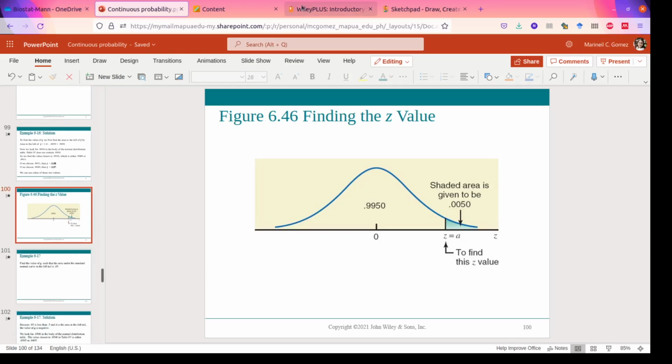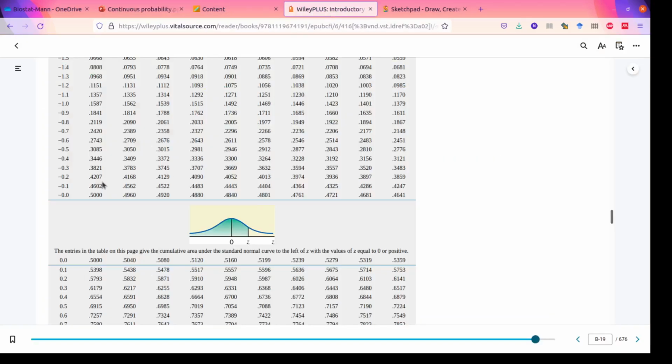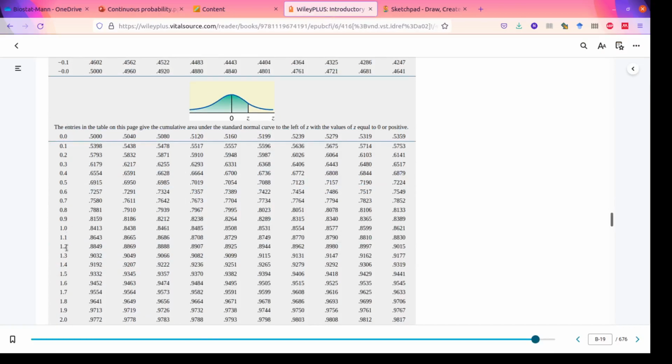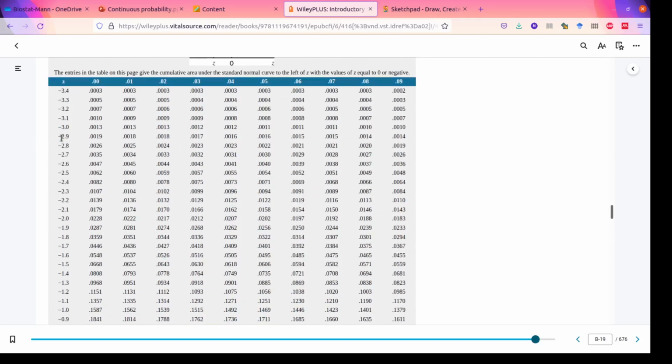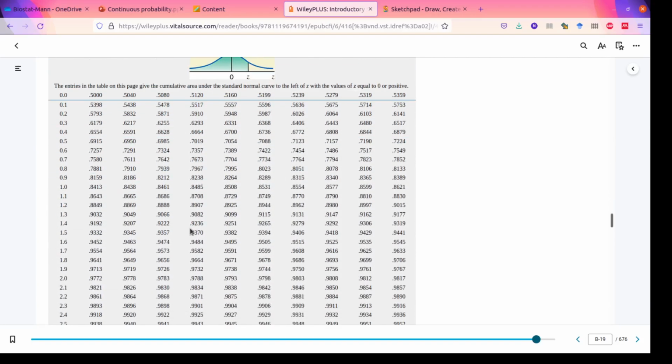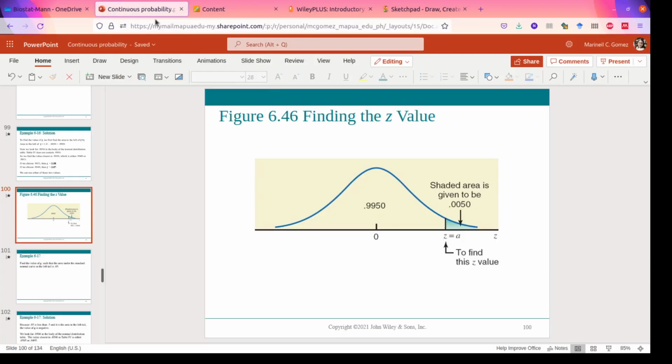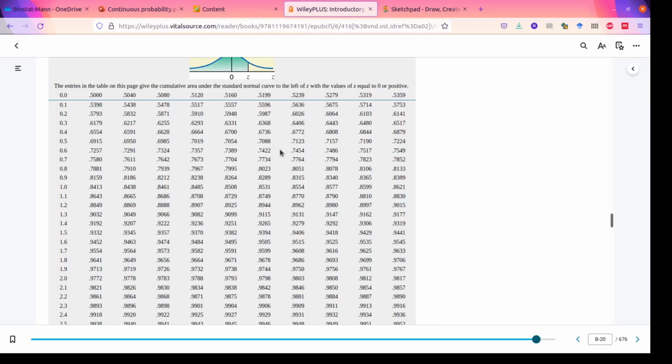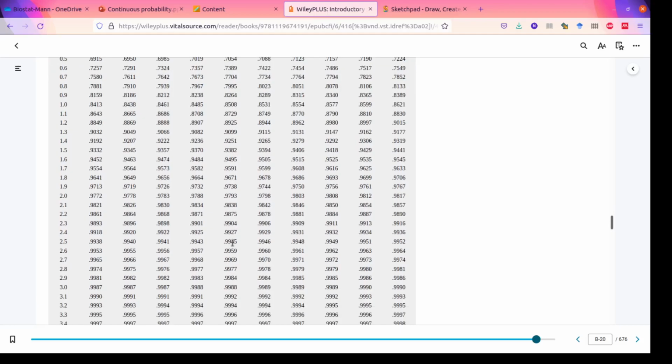So according to the table, 0.995. Let's look at the table. Instead of looking at the headers and the z values, we are going to look at the actual values in the table, for 0.995. So it's the actual value again, 0.9950. We see 9949 and 9951, so you have 9950.